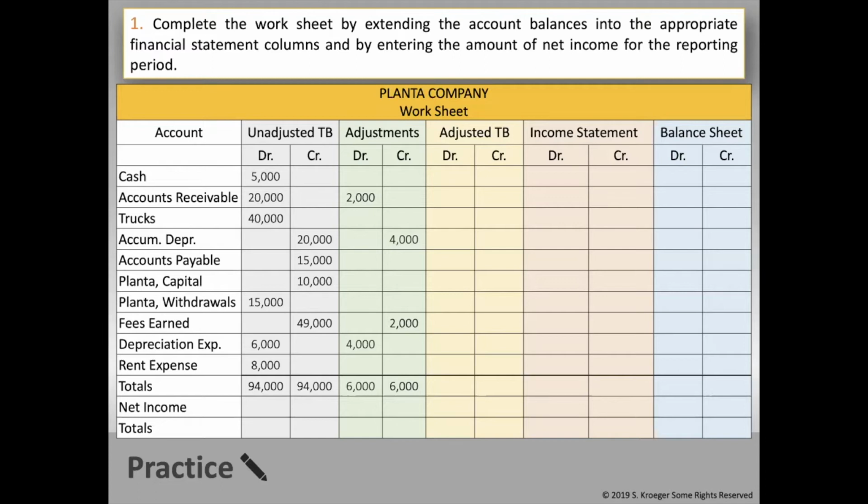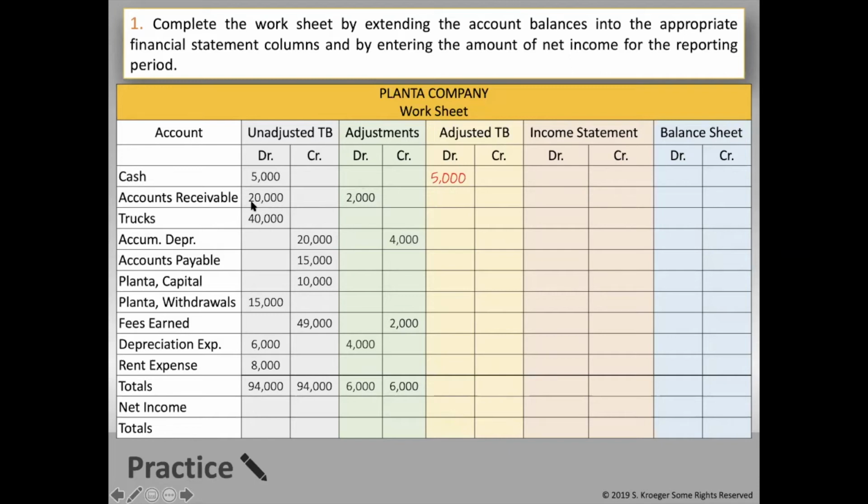We first need to update the trial balance with the adjusting entries to give us the adjusted trial balance. You need to go line by line. If there is no adjusting entry, then the amount does not change. For instance, on the unadjusted or regular trial balance, we have cash of $5,000. There are no adjustments, which means we just copy this $5,000 over to the adjusted trial balance columns. It's a debit here, so we keep it as a debit.